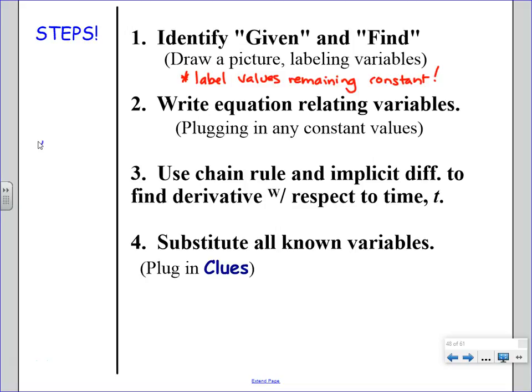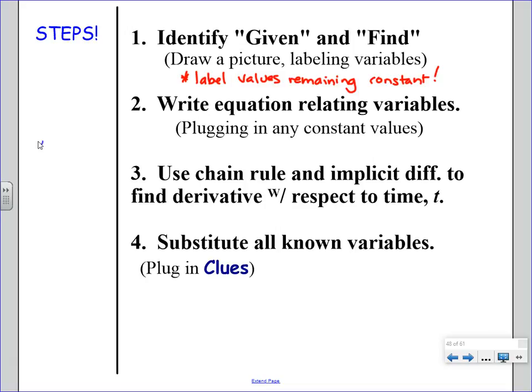So when we write an equation relating all of our different quantities, whatever is being measured in a problem, plug in any constant values, and by that I mean values that remain constant, that are not varying as the situation plays out. Use chain rule and implicit to take d/dt of everything. Plug in what you know. But sometimes you have to keep thinking deeper, right?